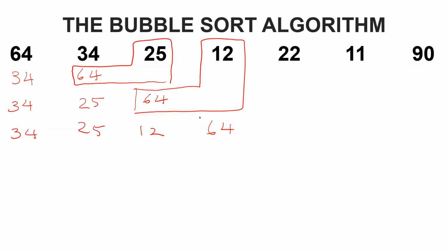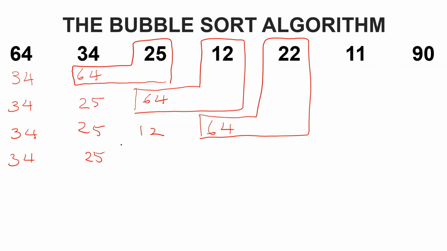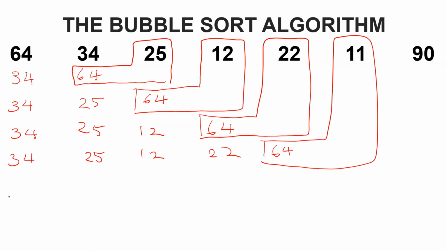Followed by the next two numbers, 64 and 22. That gives me 34, 25, 12, 22, and 64. And of course, if I finish sorting the entire sequence, I will end up with the final arrangement to be 34, 25, 12, 22, 11, 64, and 90.